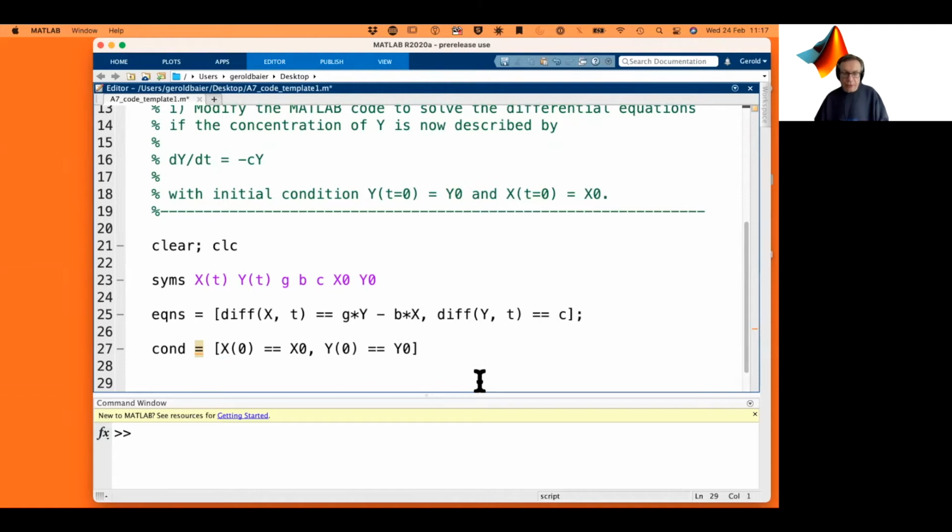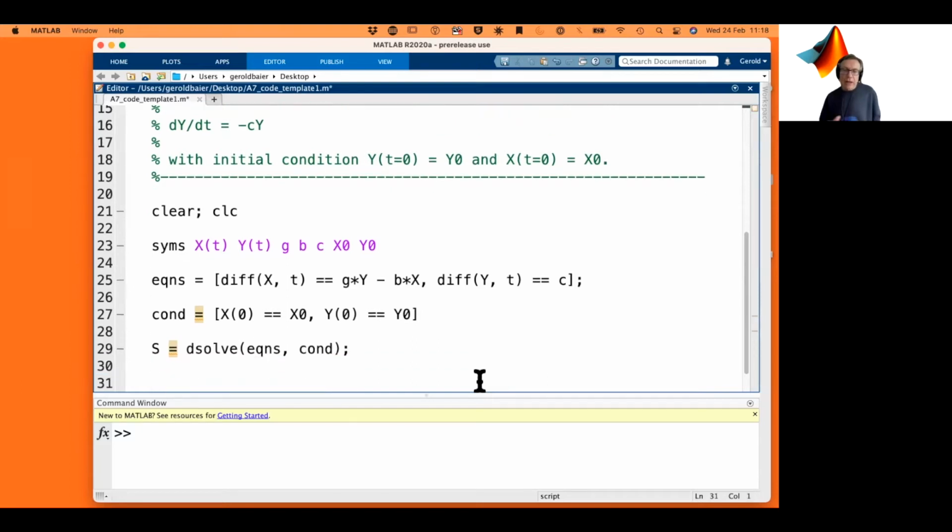And the next thing would be then to solve, to get a solution of this equation. And the function that we're going to use is called dsolve. So the symbolic solution for differential equations, dsolve, differential equation solve, so to speak. And we just have to specify what equations and under which conditions. So it goes around parentheses. EQNS was the name of the equations, so I put that in. And I specify my conditions, which I called cont. And that should give me a solution. Let's just see if something happens.